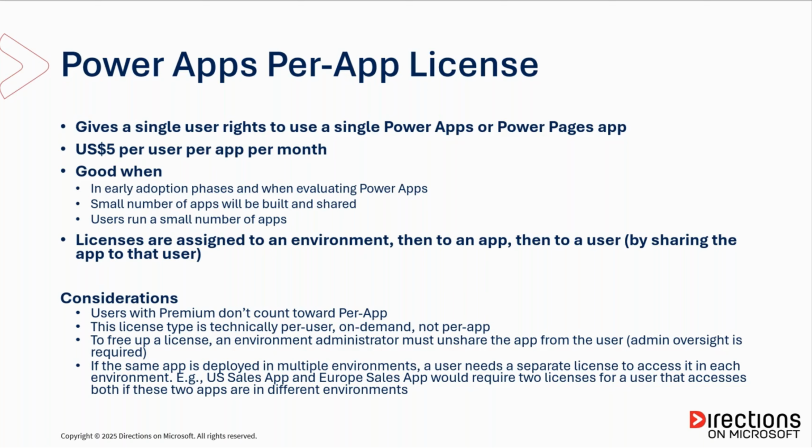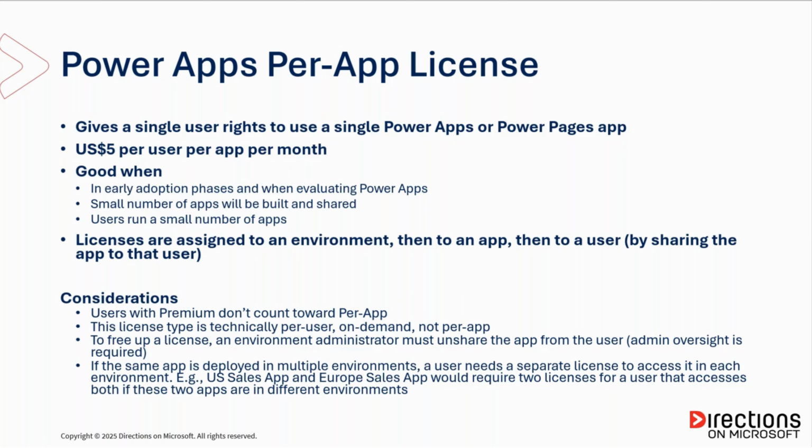So if you're going to use this license, you'll have an administrator assign a per app license to an environment. Once it's assigned to an environment, you can pick the app within that environment where you're going to use that license. And then finally, the user can be attached to the license when the app is shared to the user. So some thoughts around this: if a user has a premium license, they will not consume a per app license, because again, premium gives a user the rights to run an unlimited number of apps. They don't need a separate license for each app.